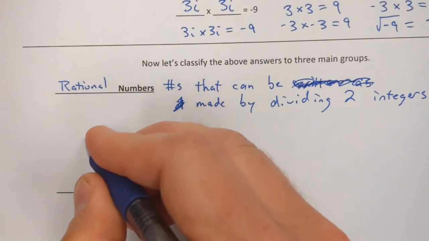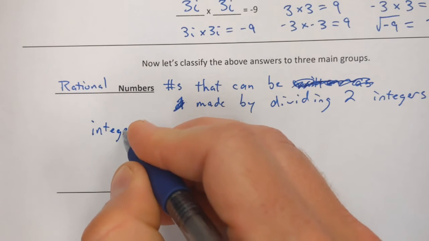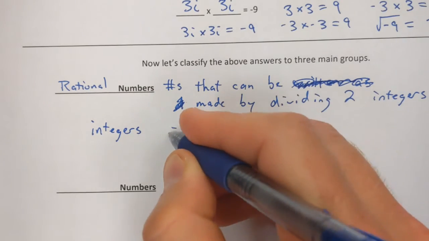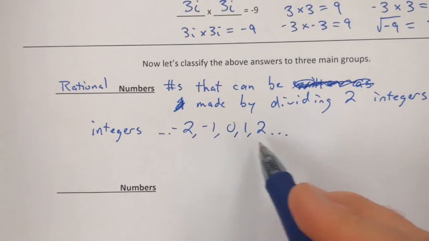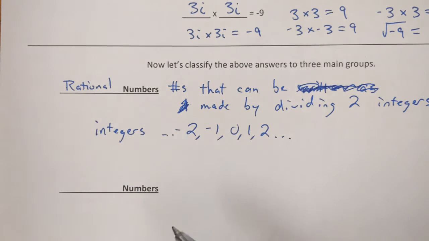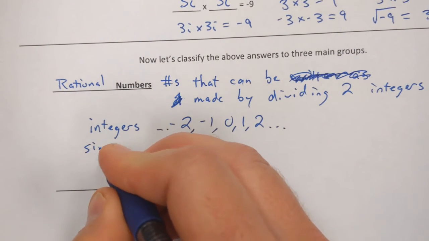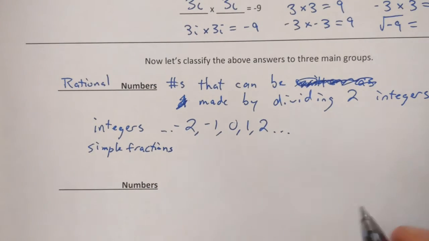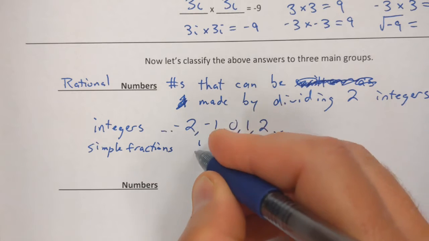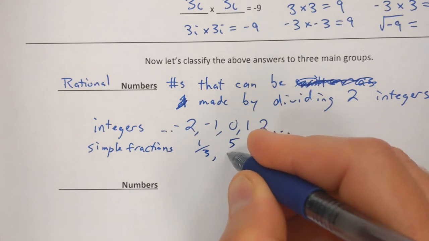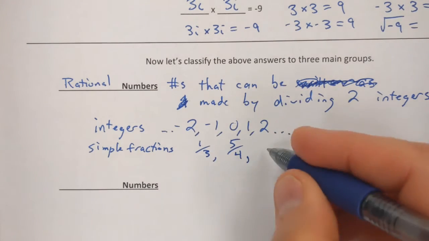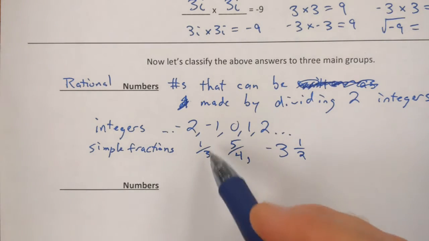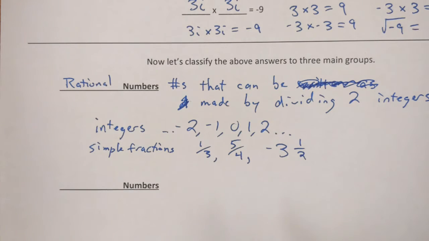This means that any integer, so basically any of your whole numbers, whether they be negative whole numbers or positive whole numbers, these are called rational numbers. These are your simple fractions. Simple fractions just means any fraction that can be made using an integer. So any fraction like 1/3, 5/4, even mixed numbers like -3 and 1/2. These are called simple fractions, fractions made from integers. These are all called rational numbers.